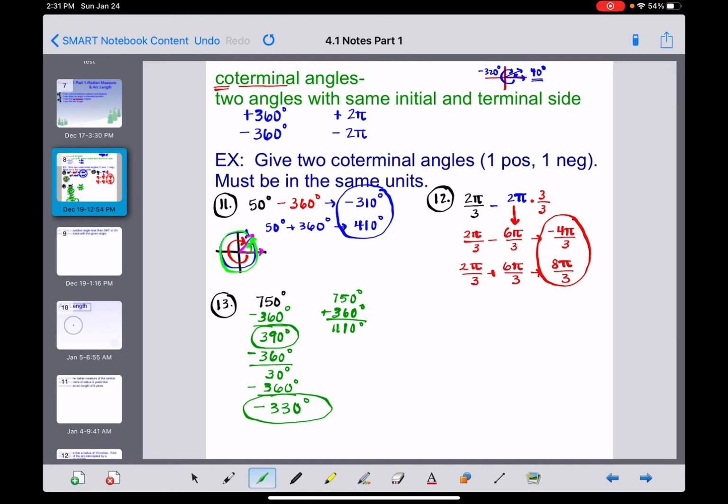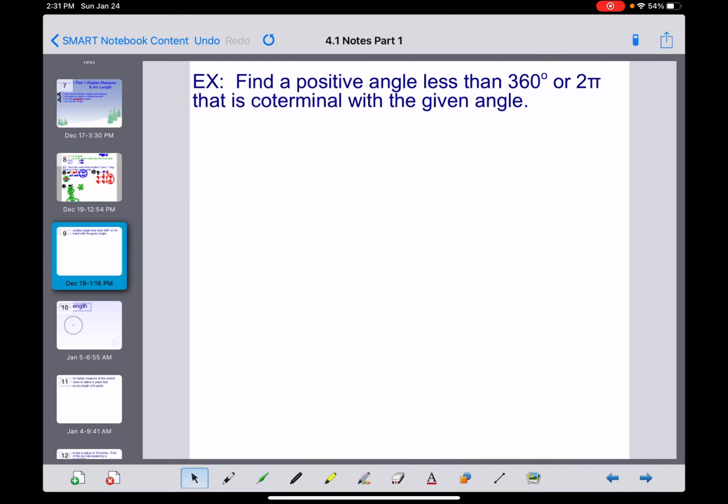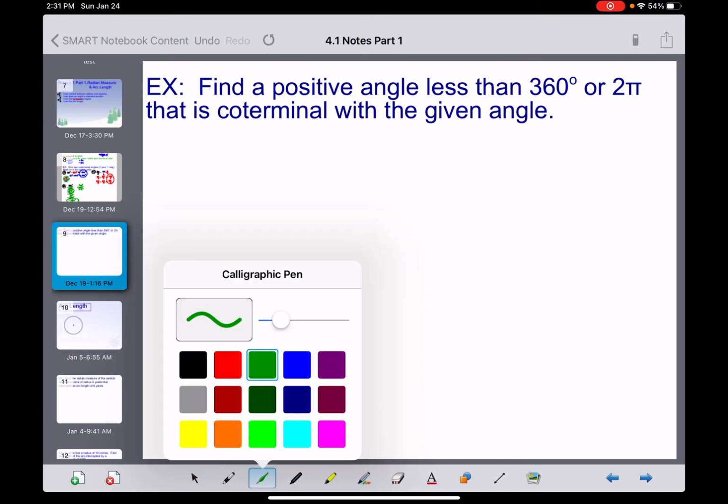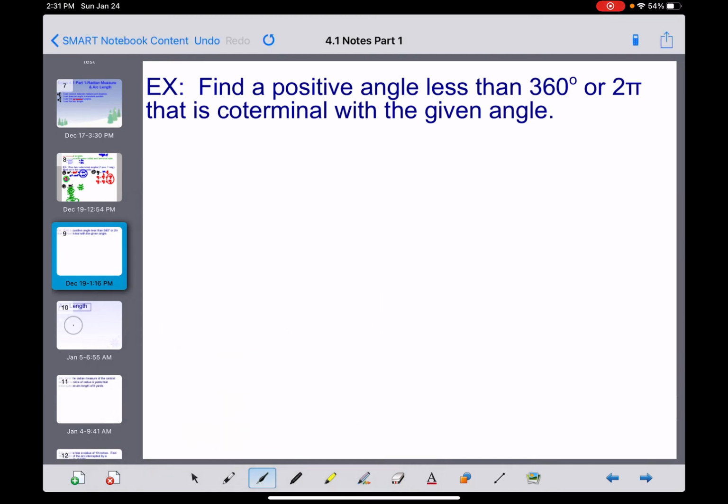Now we're going to find some others. So let's say we want to do this now. We want to find a positive angle, so it's not any negatives, a positive angle that's less than 360 degrees or 2 pi radians, but is coterminal, so it has the same initial and terminal side as the given angle. So this is where we're going to have to think, am I going to add or am I going to subtract? And will it be 2 pi if we're in radians or 360 degrees if we're in degrees? So I think we're up to example 14.